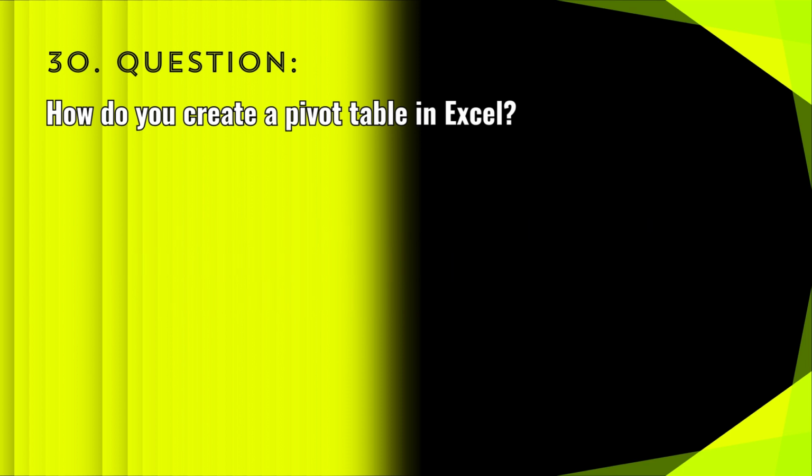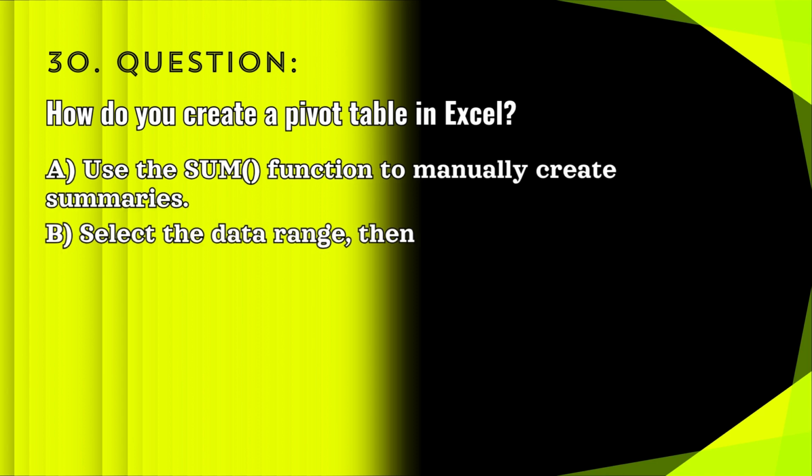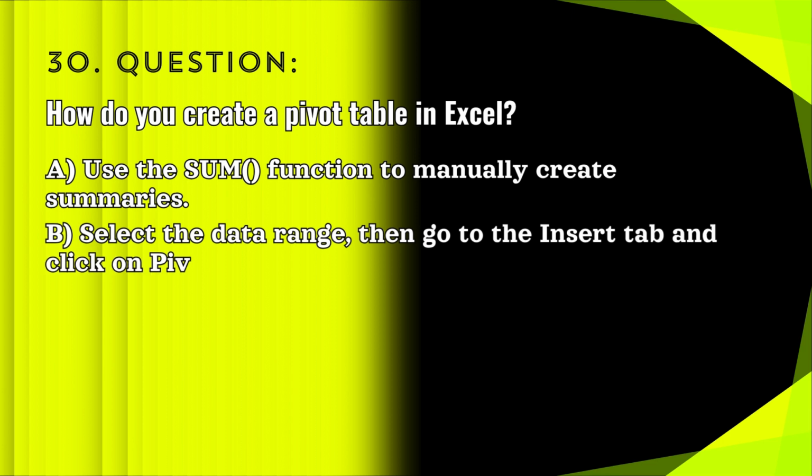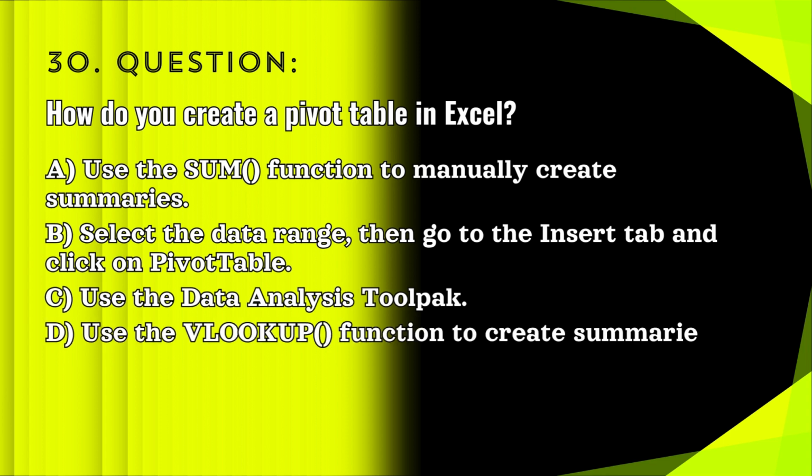Select the correct one. Option A. Use the sum function to manually create summaries. Option B. Select the data range, then go to Insert tab and click on Pivot Table. Option C. Use the Data Analysis tool pack. And option D. Use the VLOOKUP function to create summaries.